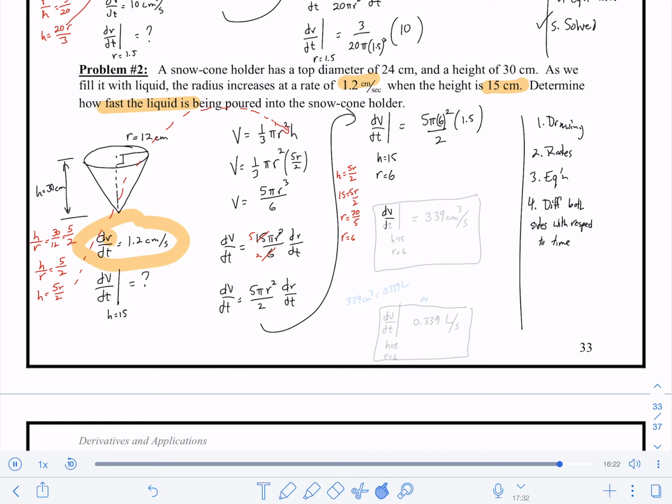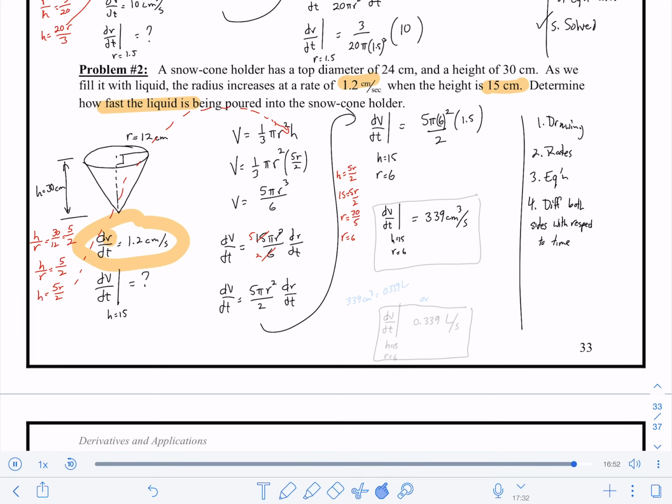And so when I plug that into my calculator, h at 15, which means r at 6, then I get... I lost it again. I think my stylus is out of juice. 339 centimeters cubed per second.